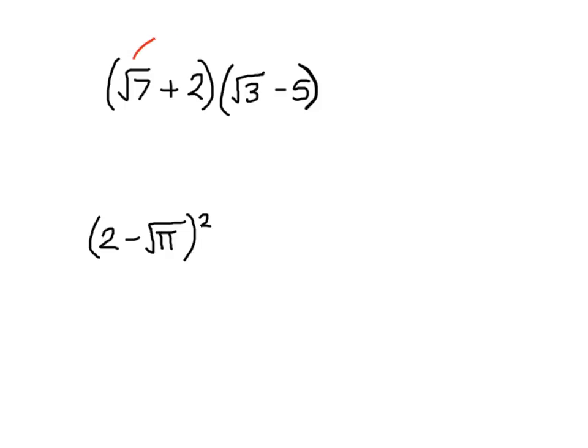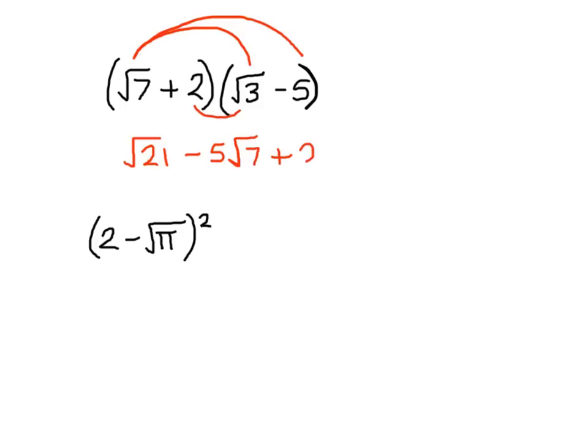So, first terms, square root of 3 times the square root of 7, slightly different this time because they're not the same surd, so that's just the square root of 21. And square root of 7 times minus 5 is minus 5 lots of the square root of 7. 2 times square root of 3 is 2 root 3. And then we've got 2 times minus 5, which is minus 10.